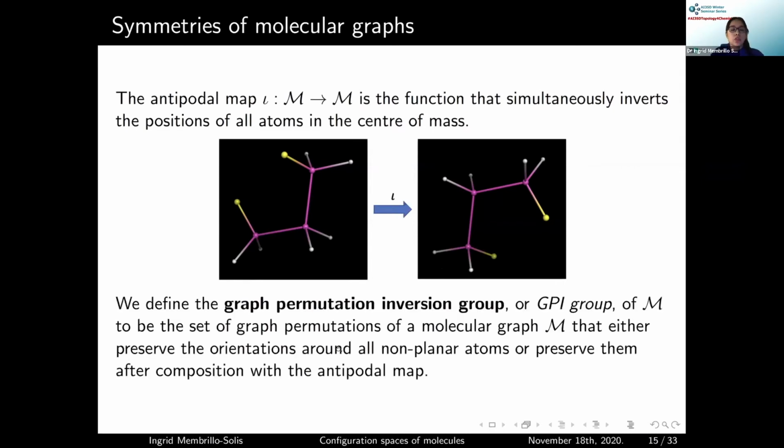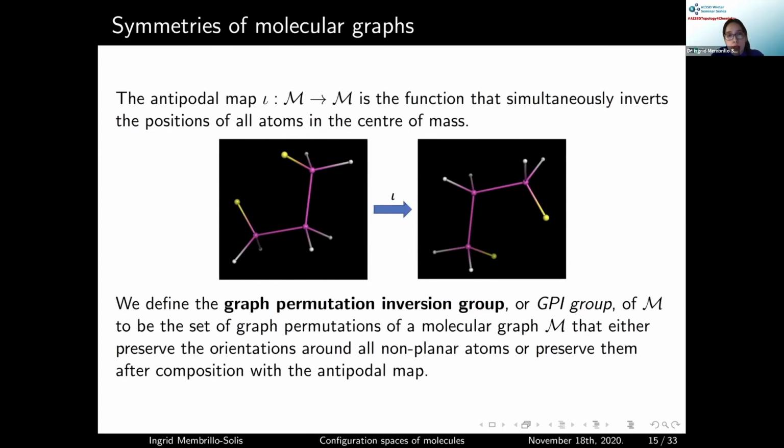Okay, and so we define the graph permutation inversion group for a given molecule as the set of all graph permutations of a molecular graph that either preserve the orientations around all non-planar atoms or preserve them after composition with the antipodal maps. As I said at the beginning, I just defined a graph permutation of a molecular graph without considering the orientations, but here, to define the group of symmetries that takes into account these permutations of identical nuclei, we restricted to those that preserve the orientation.